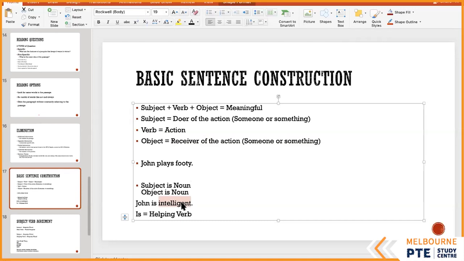All right? So I don't have any object in here. So that means I can have a sentence without an object. So this is called a modifier. Intelligent is called a modifier.